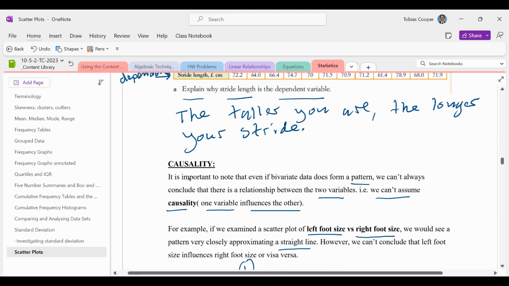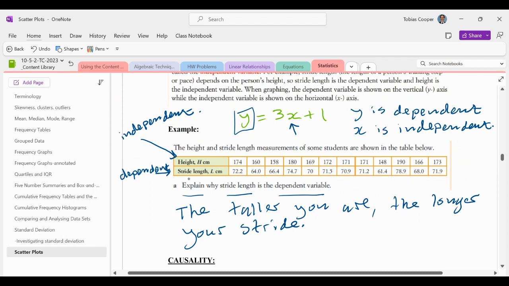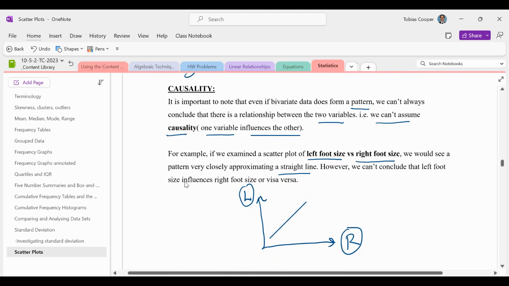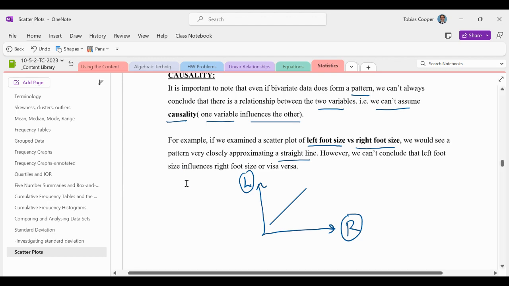Okay. Whereas back here, we could say that there is a causal relationship between height and stride length, because we know that the taller you are, the longer your stride length. So yes, we could say that your height does cause your stride length to increase. But not all the time. So even though it could be a strong relationship on the graph, it doesn't mean that one influences the other. It could just be a coincidence.